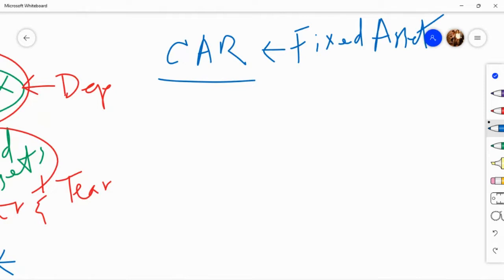Now, your personal car is for personal use, but a company car is for business use. In other words, what is an asset? An asset is something that generates income. Isn't that right? We defined asset before. And the company car is being used for that purpose. Right?